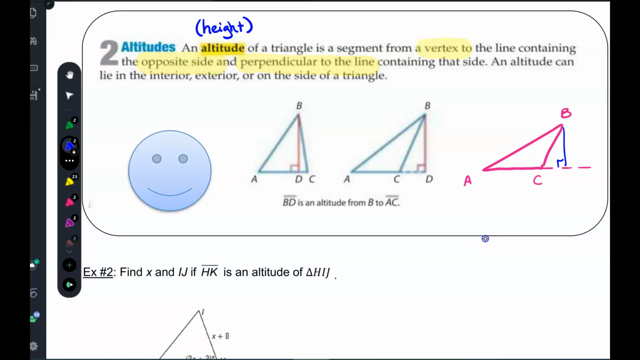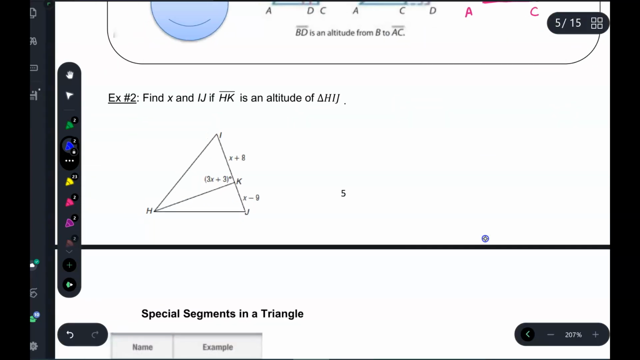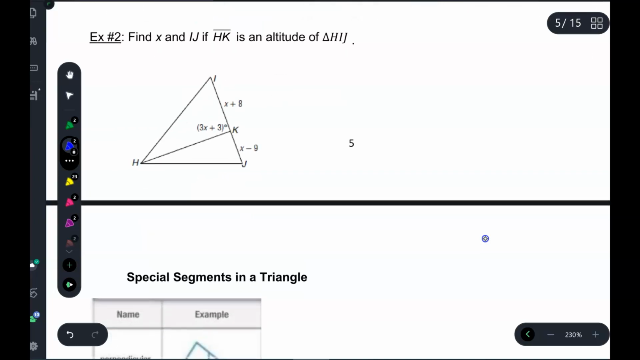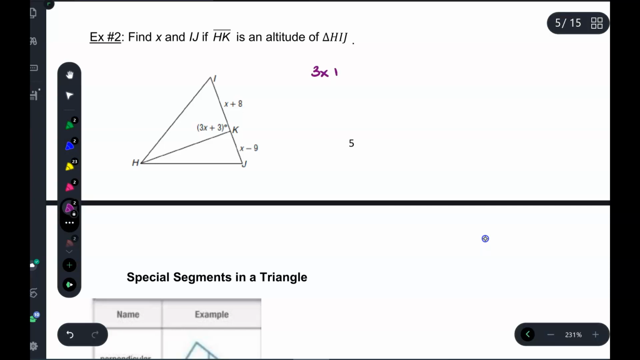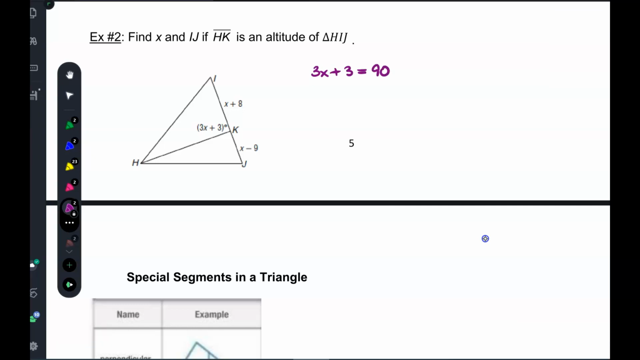Then one of those perpendicular sides would be the height. Can you just do 3x plus 3 equals 90? Good. Does an altitude say anything about midpoint? No. And do these two look equal to each other? No. So all I can say is 3x plus 3 equals 90. Remember how I said we're either setting things equal to each other, or we're setting them equal to 90.